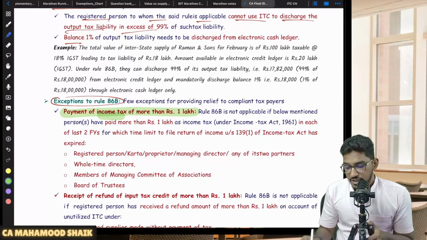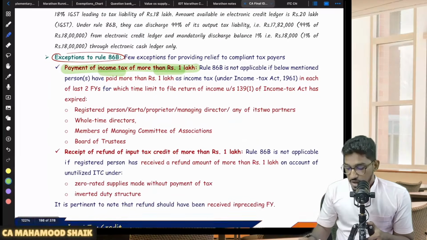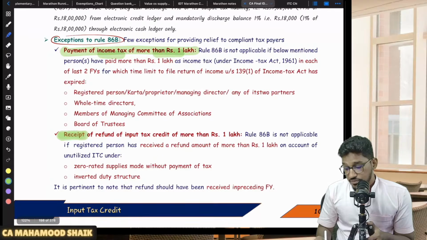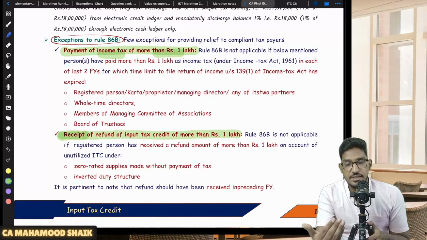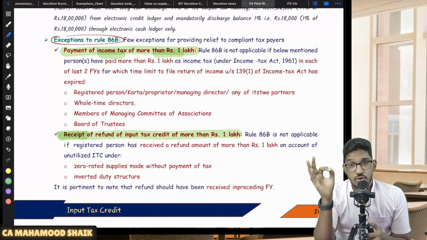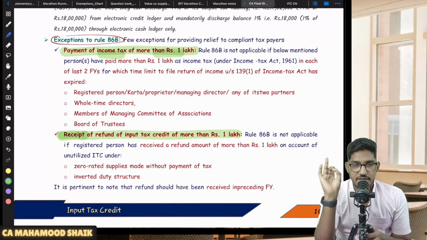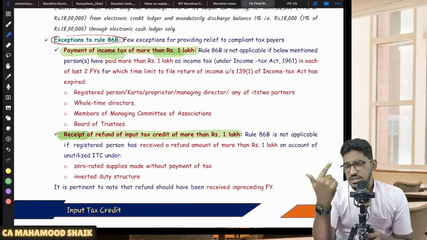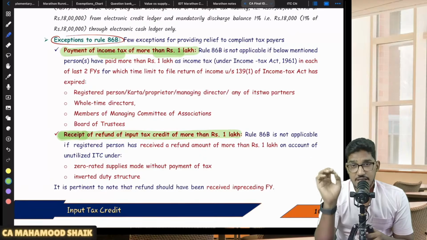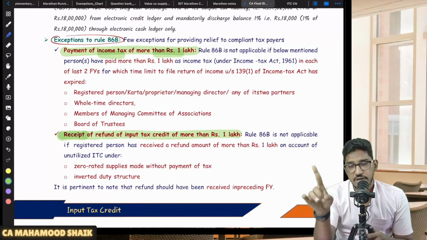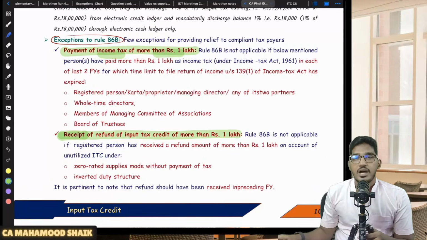Provided you are a person making payment of income tax of more than 1 lakh rupees in the last 2 financial years. Or, if you have received a refund of input tax credit of more than 1 lakh, so you are making zero rated supplies. On your zero rated supplies, if the GST department has already granted you 1 lakh rupees of refund in the last 1 financial year, enough. No sir, I did not pay income tax of more than 1 lakh rupees in the last 2 financial years. No issue. If you are making zero rated supplies, and if the GST department has granted you a refund of unutilized ITC of more than 1 lakh rupees in the last financial year, we will treat you as a genuine person. We will let you use 100% of your ITC.